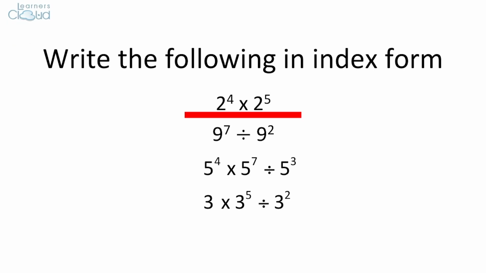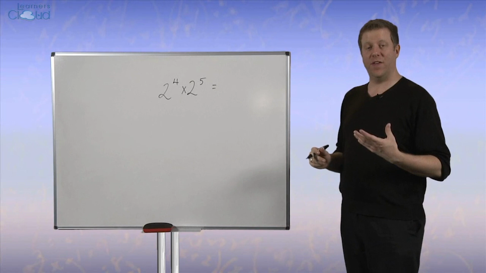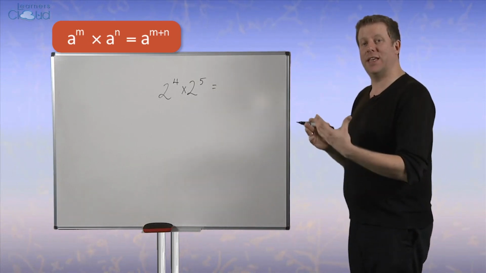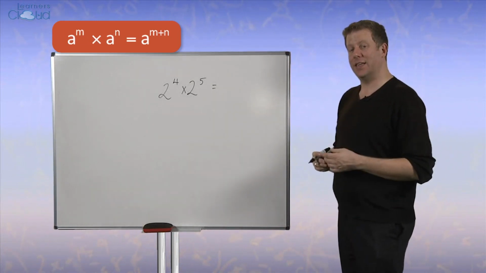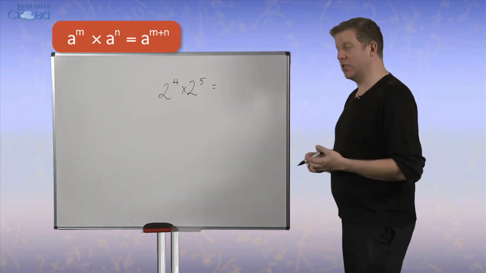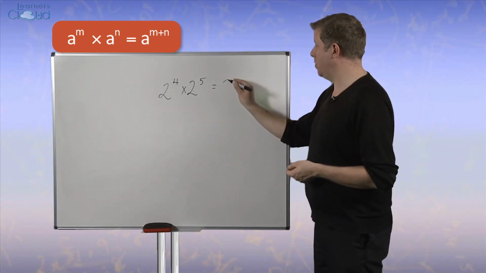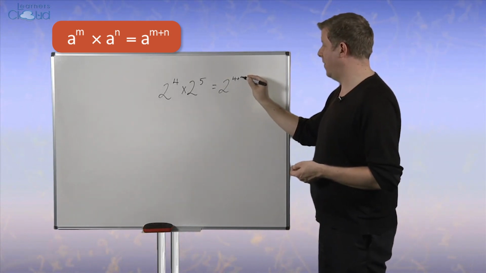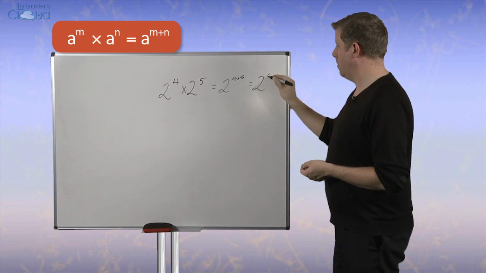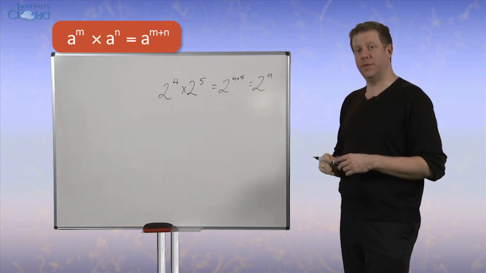Right, so we've seen the laws of indices there. Now let's have a look at them in a couple of questions and put them into practice. So the first question we'll look at, nice easy one to start with, 2 to the power of 4 times 2 to the power of 5. Now our first law of indices said that when we have the same base, we simply add the powers when we multiply. So our answer here would be 2 to the power of 4 plus 5, or 2 to the power of 9.